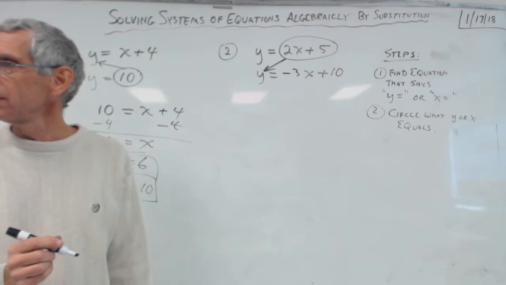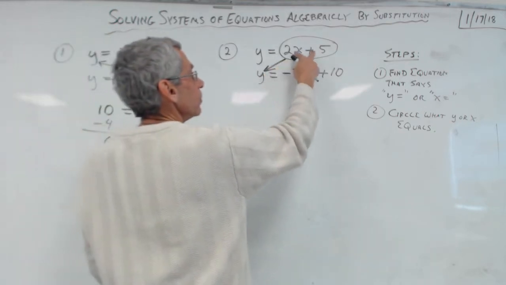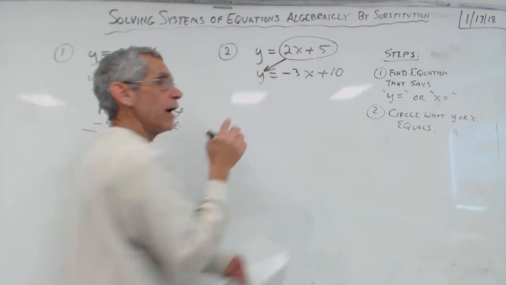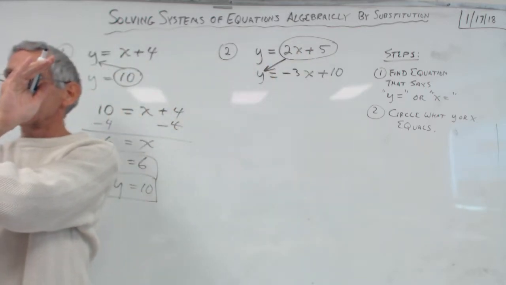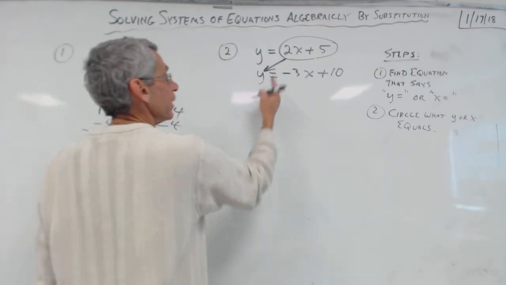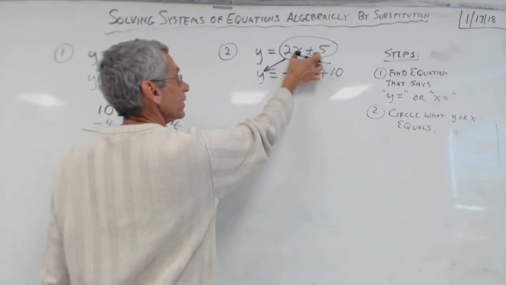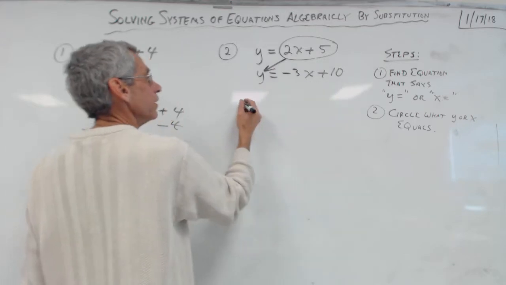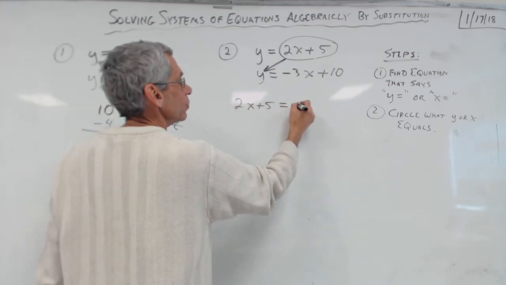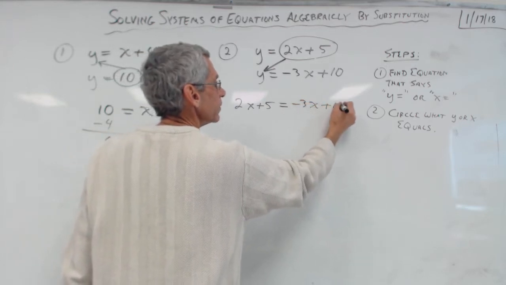Does it make sense? And I'm going to substitute this one in for this one, because I know the y's at that point are identical. You see what I mean? So now I have an equation that's this equals this. So we have 2x plus 5 is equal to negative 3x plus 10.